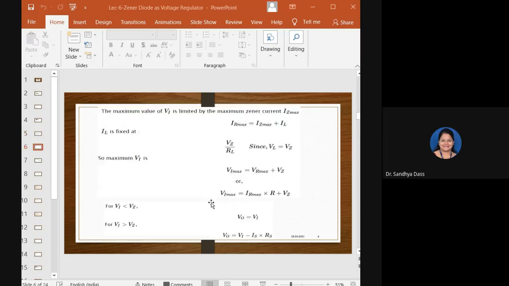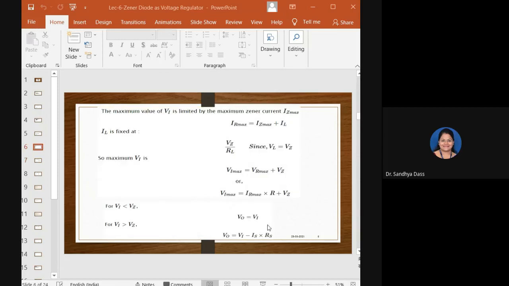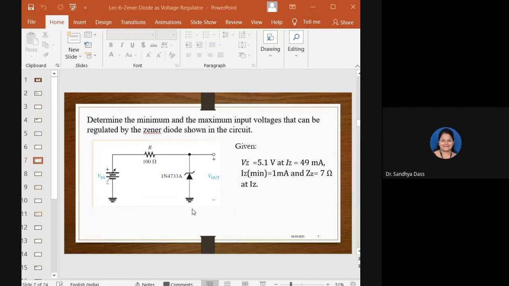All right. So moving back to the homework problem we had taken yesterday. I hope most of you have tried. All these discussions we have already covered, but these are mathematical expressions. I hope you have taken them down, and we'll move on to the problem. Determine the minimum and maximum input voltages that can be regulated by the Zener diode shown in the figure.